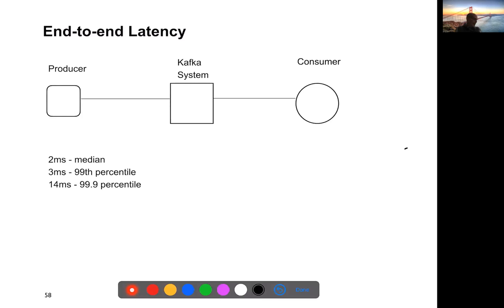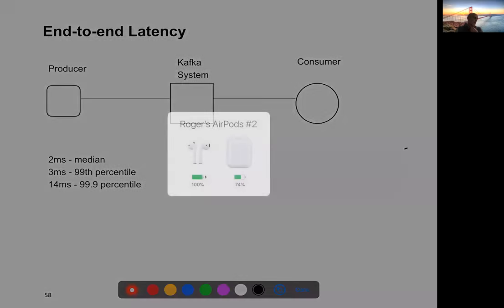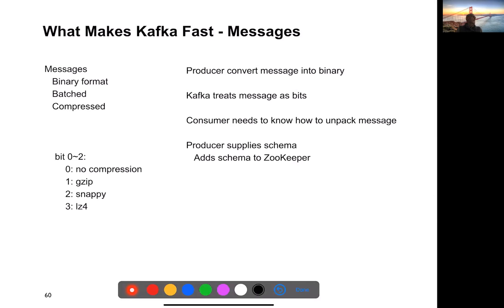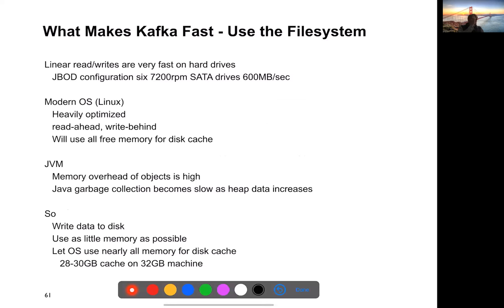So we have a lot of data being moved around to different places, and Kafka is a very common system to use now. It's quite fast because we get concurrent reads and writes to the same topic. We store things in binary, so Kafka just handles bits, and they're basically writing directly, avoiding dealing with the JVM.